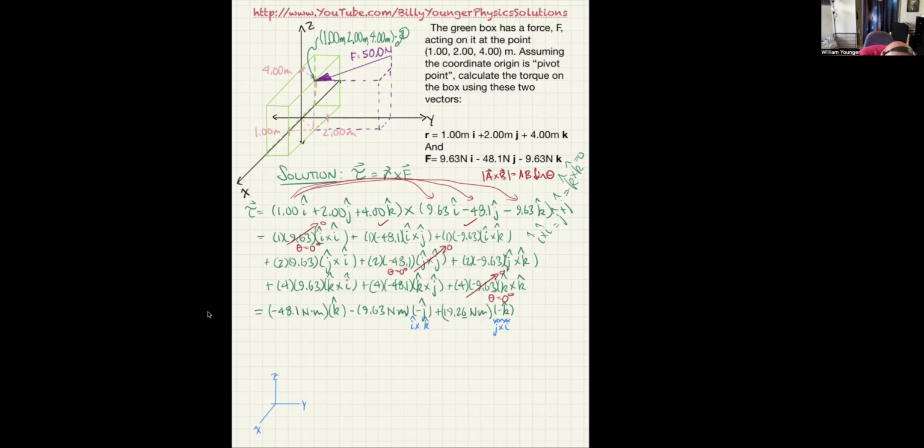And the other one was I hat cross J hat, like that. So that's really what I'm doing here. Now I'm going to add another term. I'm going to put it right here on this row.